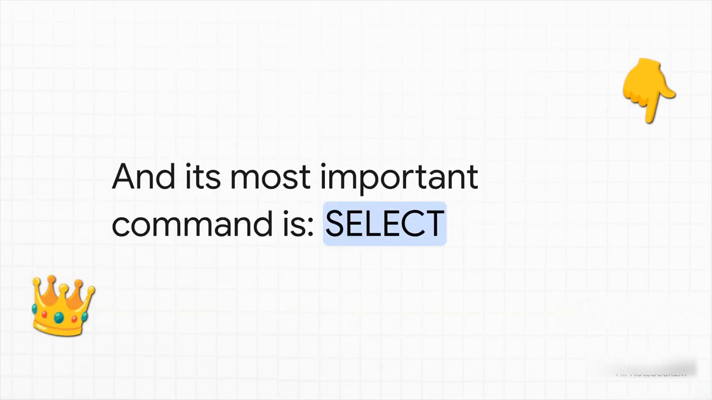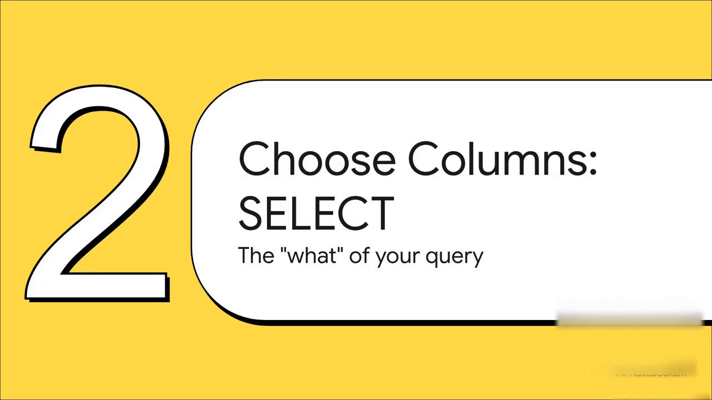And within that dialect, there is one single command that is the absolute king. It's the cornerstone of pretty much everything you're going to do. It's the word you will type more than any other, and it's called select. This is where every single question starts. Okay, so let's break this down. Our first command, select. This is always the first part of your query, and it's all about answering one simple question. What information do you want to see?